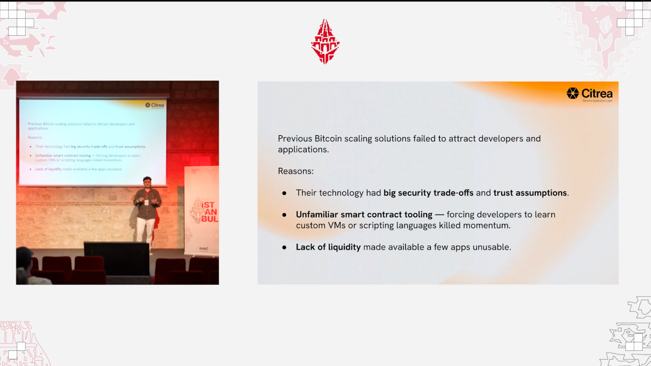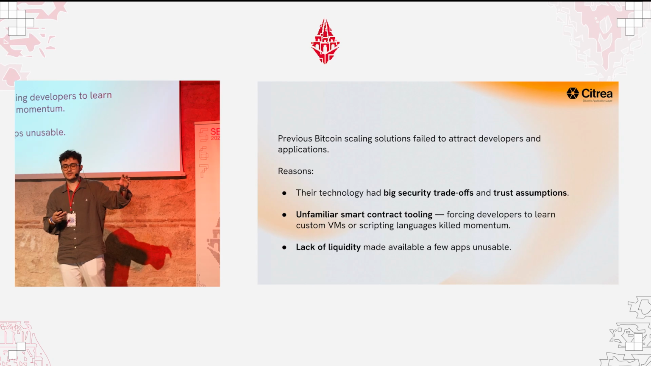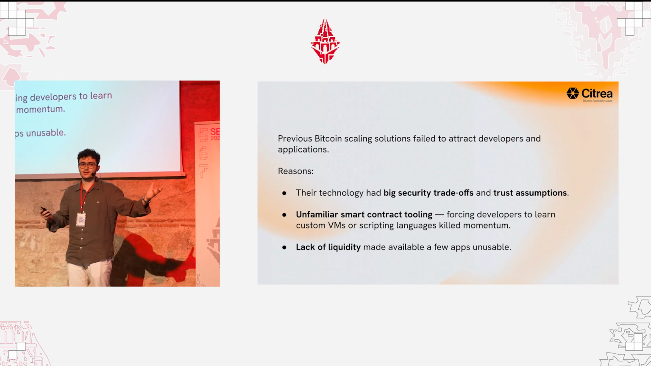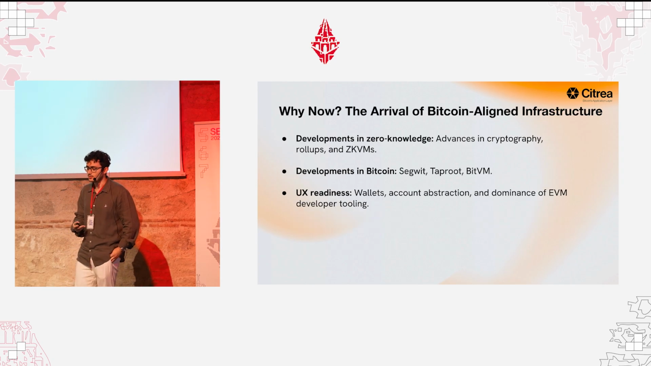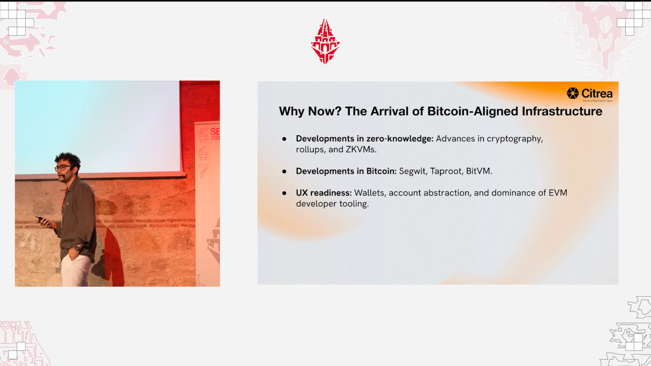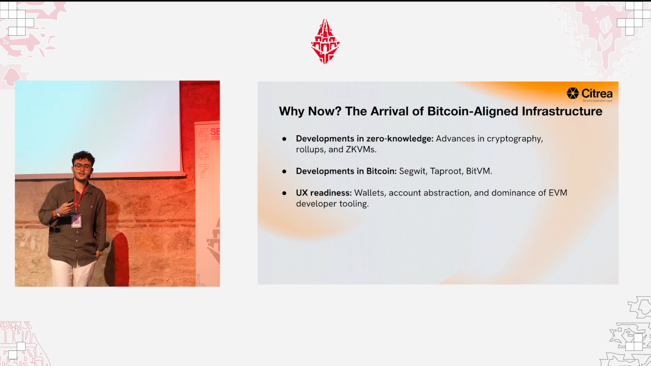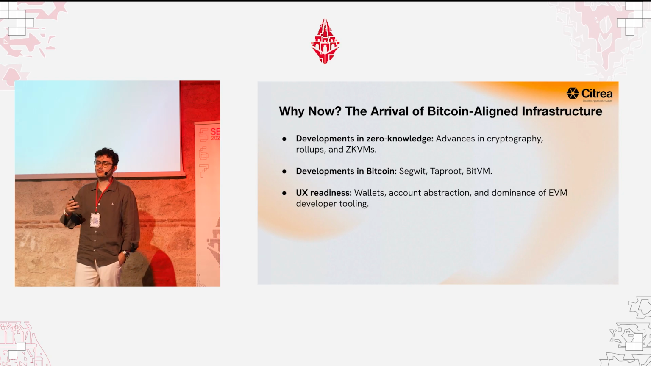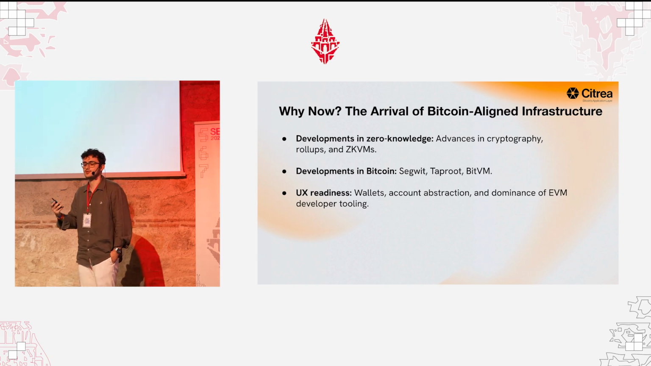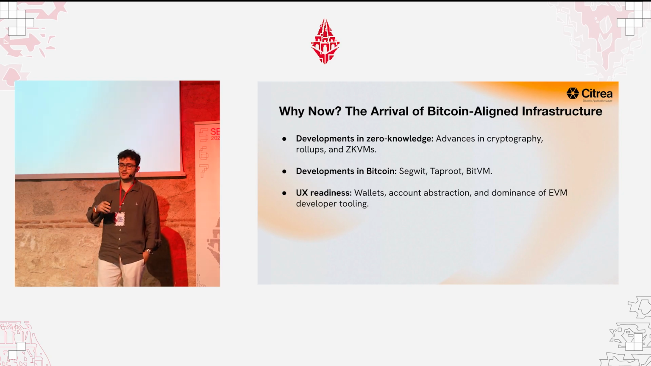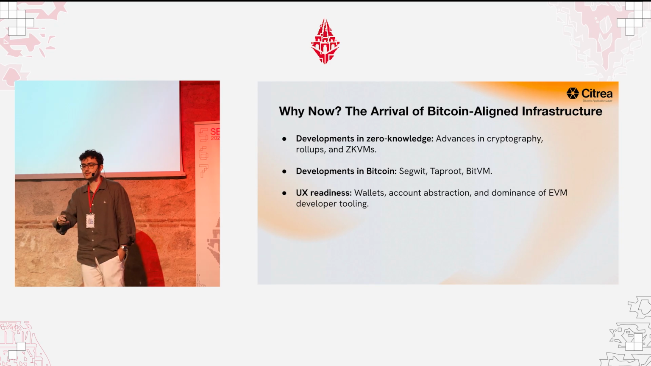So with all of these combined, no users, and if there's no users, there's not going to be much liquidity. If there's not going to be liquidity, you're not really inclined to build newer applications for those chains. So there's not much apps either. So why now? Why are we talking about all of these? And why do we think newer Bitcoin-aligned infrastructure is on the way? So there's been developments in all of these three items.